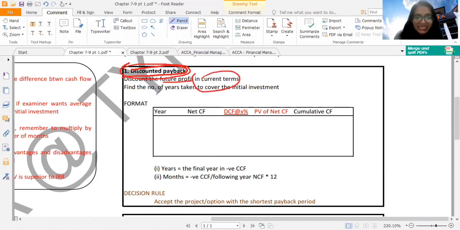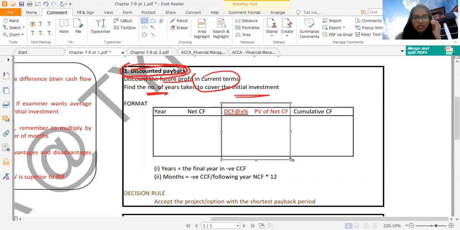So it finds, again, the concept is the same, the number of years to cover the initial investment. So the only additional information that we will add here is this: discounted cash flow, present value of net cash flow, and cumulative cash flow. So the only two new pieces of information that you have are the discount factor and your present value of net cash flow. Everything else remains the same.